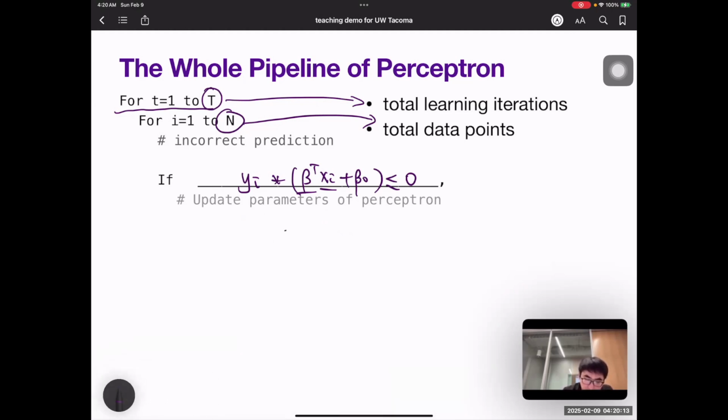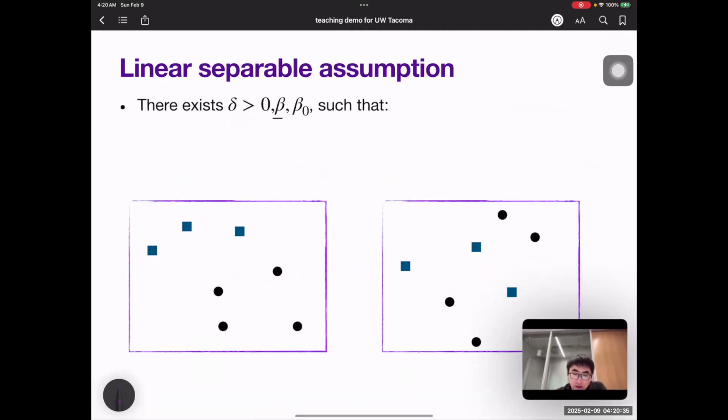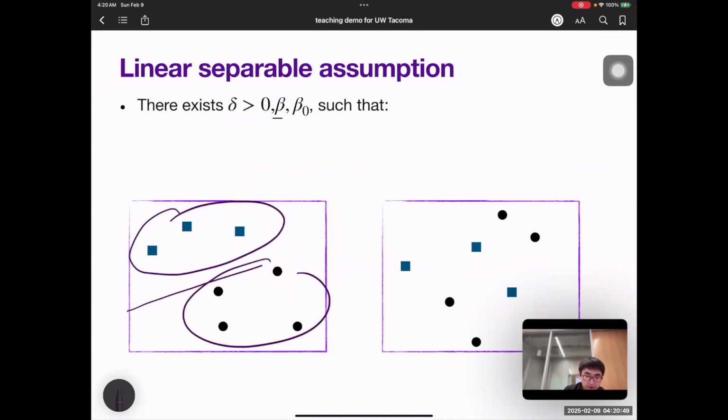The update is beta equals old beta plus learning rate times yi times xi. So beta naught is going to be updated similarly, with yi. Another concern is when this model will terminate. One of the things that we have is called linear separability. If the data set looks pretty nice, so that it naturally groups into two parts, then you will find there are a lot of different classifiers that can partition this data set into two groups.